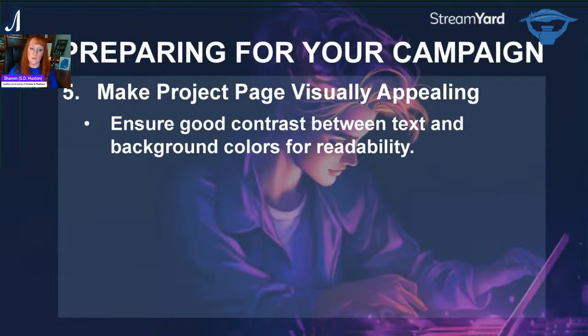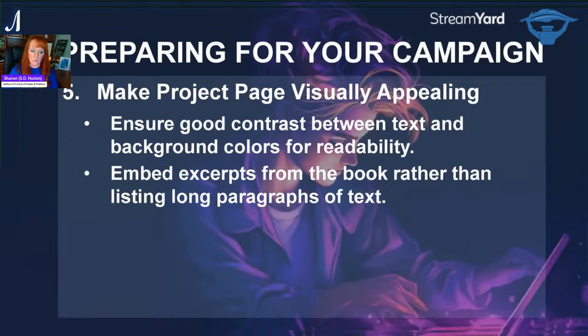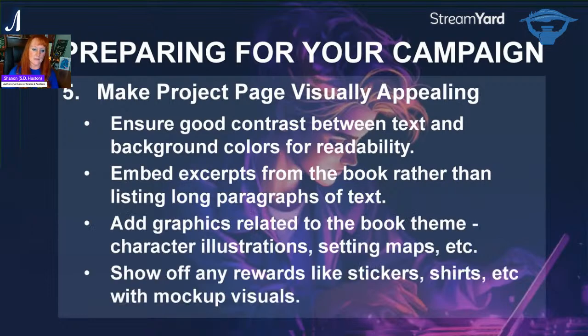Ensure good contrast between text and background colors for readability. Now, there's a background color that's already there. You can change it with images and stuff like that. So you want to make sure that if you create your graphics with different colors, that there's good readability. Embed excerpts. I talked about this already. Instead of putting your first chapter into your story, do it as a link for them to go there to read it, instead of the long text and paragraphs.